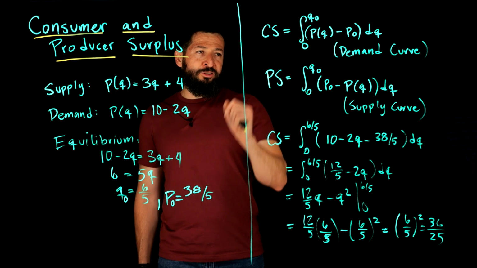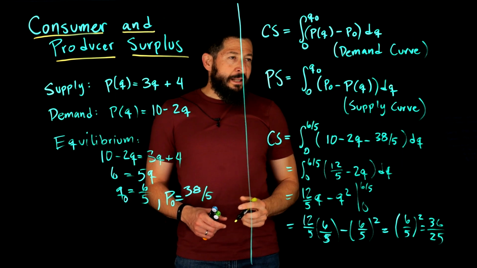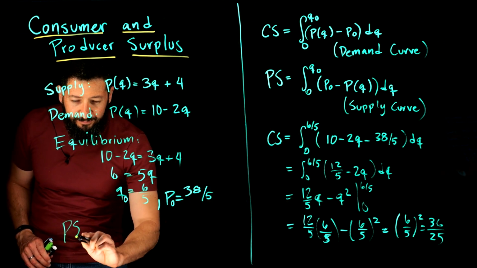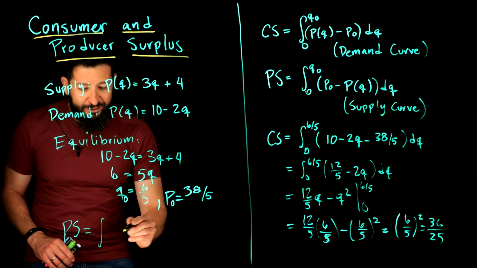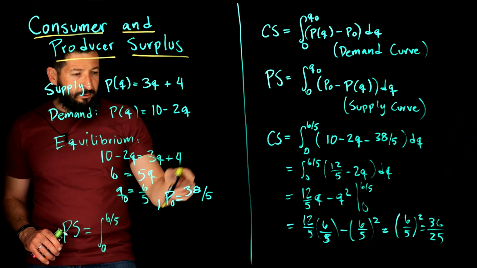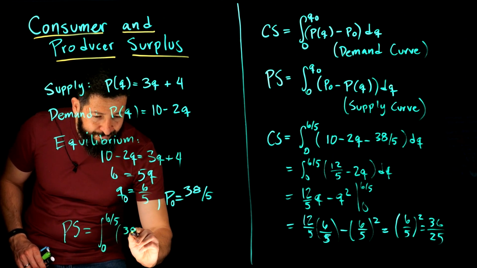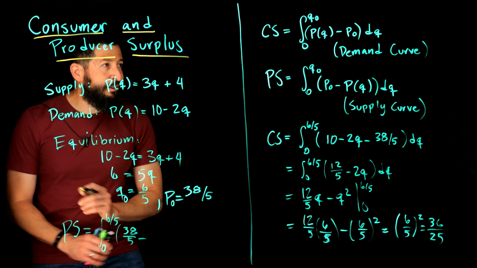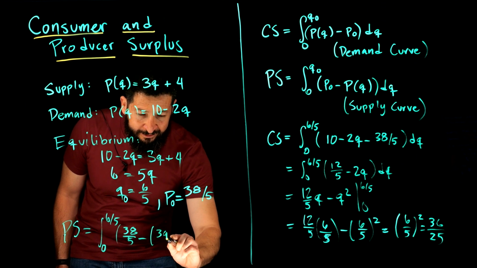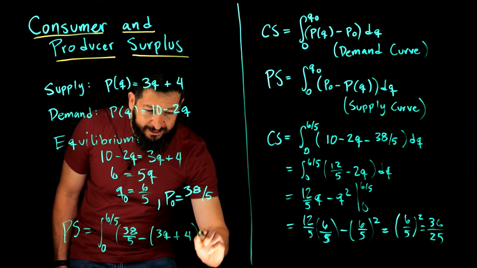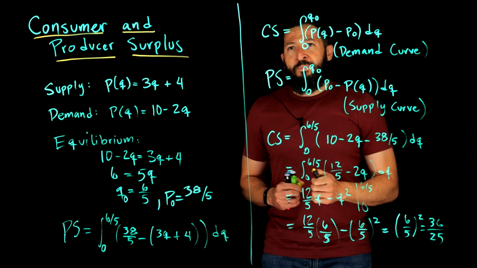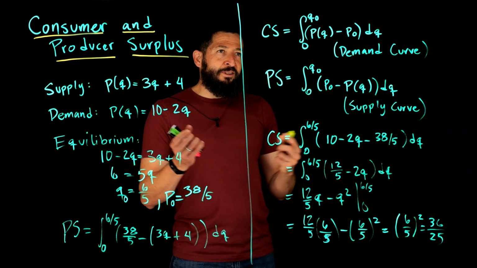Now for the producer surplus, you would do the same thing, except now the integral would depend on the supply curve. I'm just going to set it up, not going to compute it, just because the procedure is the same. So the integral from 0 to 6/5, and then you're going to have the P naught, 38/5, minus now P, but now you want the supply curve. Remember to use parentheses when you're subtracting. 3Q plus 4, and then it's just a matter of operating and integrating the same way we did here, but I think I'll skip that part just because you already know how to do that.